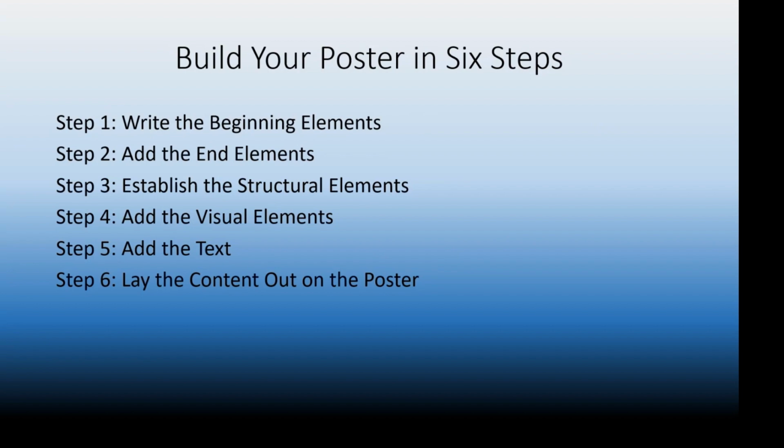First, create the beginning elements of the poster. Second, create an optional end element of the poster, the reference section. Third, determine the structural elements. That is, divide the poster into sections and give each one a caption. Fourth, choose the needed visual elements. That is, the tables, diagrams, photographs, and so on, and locate them in the appropriate sections. Fifth, add text to tie everything together and create a coherent narrative. Sixth and last, lay out all of the materials within the poster space.